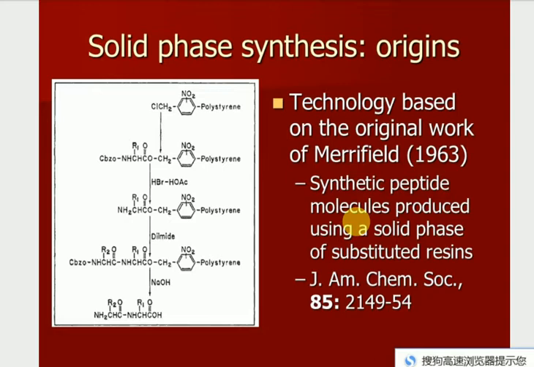The original work, so this is a figure from the original paper, Merrifield 63. So he was interested in generating peptide libraries. And he developed these on polystyrene beads. So he derivatized the polystyrene beads with this nitrosylated benzene with this chloromethane group on the end. And then he was able to stepwise build on peptide chains.